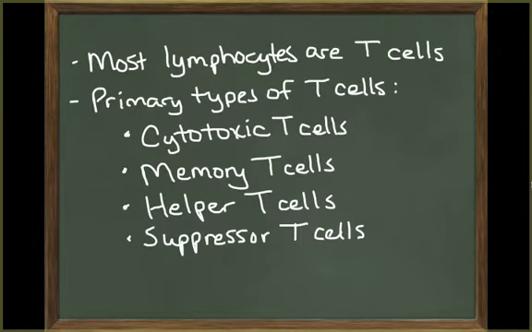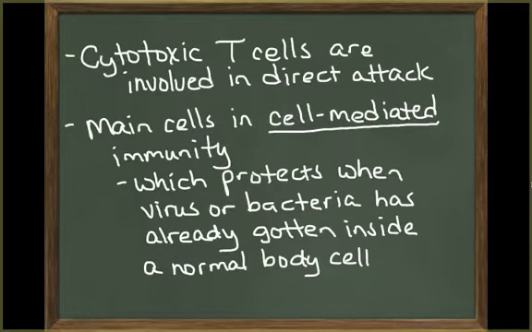Most lymphocytes are T cells. The primary types of T cells are the cytotoxic T cells, the memory T cells, the helper T cells, and the suppressor T cells. Cytotoxic T cells are involved in direct cellular attack. They are the main cells involved in cellular immunity or cell-mediated immunity. This type of immunity protects the body when a pathogen has entered into one of the body's normal cells. There are other types of T cells than these 4, but we won't focus on them in this segment.